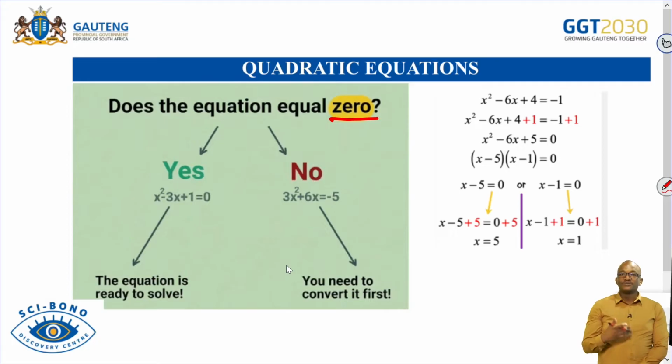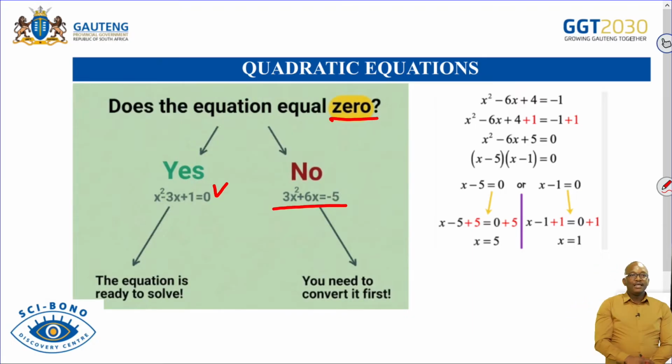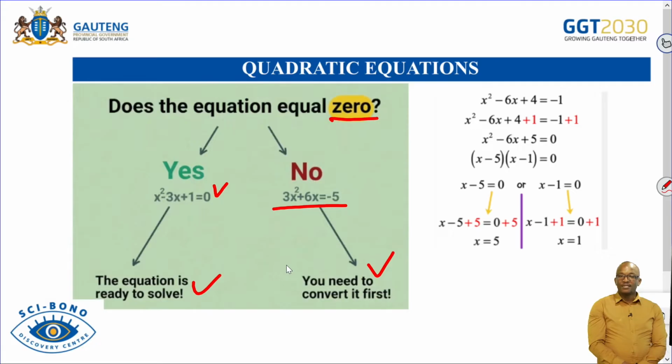If the equation is not equal to 0, then the equation is not in standard form. Look at this: x squared minus 3x plus 1 is equal to 0, then the equation is in standard form. And 3x squared plus 6x is equal to negative 5. You can see that that is not in standard form. It means I can't start to factorize or apply any form of solving that equation. So if it is not in standard form, you need to convert it first to standard form. And if it is in standard form, then the equation is ready to solve.